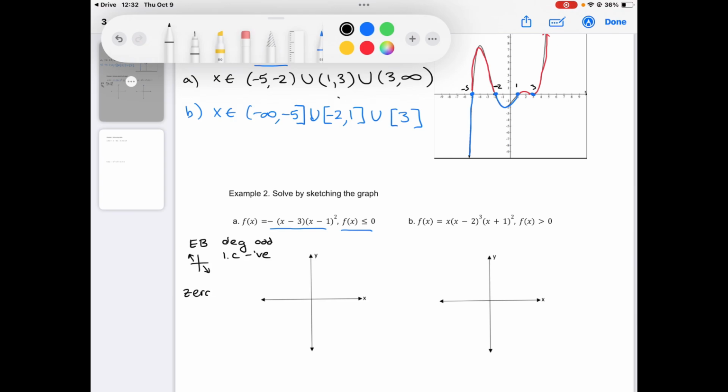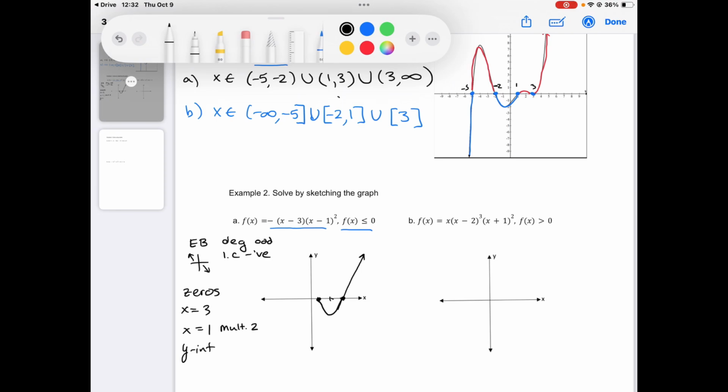My zeros are easy to identify because it's already in factored form. I have a 0 at x equals 3, and I have a 0 at -1 that has multiplicity of 2. So I know it only touches the x-axis at that point. So I'm going to put on my zeros at -1 and 3. I know that my end behaviors are finishing up like this, and I know I passed through my first 0. Should probably find my y-intercept too.